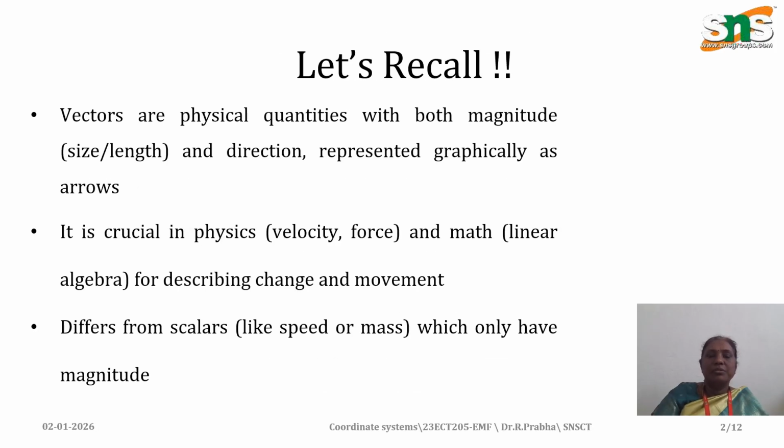So the recall of the previous topic is about vector algebra. Vectors are physical quantities. They have both magnitude and direction. They are represented graphically with arrows. It is crucial in physics and mathematics for describing the change and movement of a quantity, and these vectors differ from scalars, which only have magnitude.